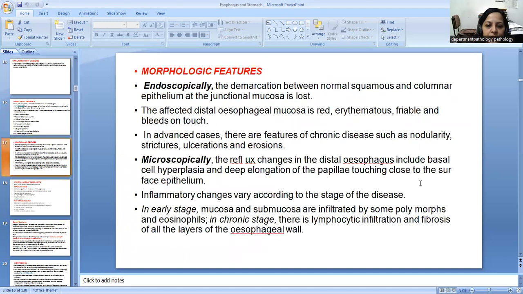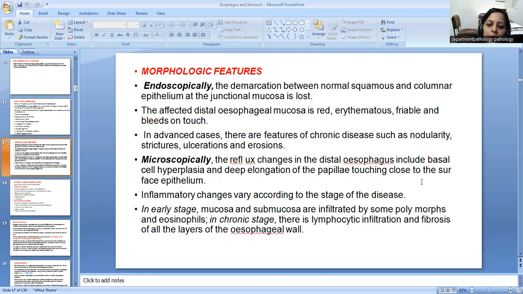The morphologic features. Endoscopically, the demarcation between normal squamous and columnar epithelium at the junction of mucosa is lost. The affected distal esophageal mucosa is red, erythematous, friable, bleeds and rash. In advanced cases, there are features of chronic disease such as nodularity, strictures, ulcerations, and erosions. Microscopically, the reflux changes in the distal esophagus include basal cell hyperplasia and deep elongation of the papillae touching close to the surface of epithelium.